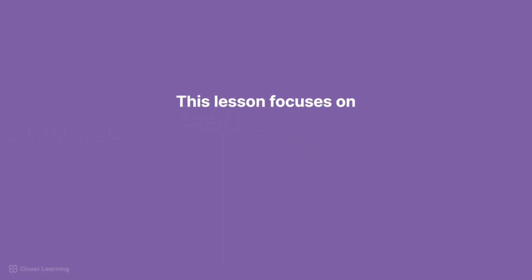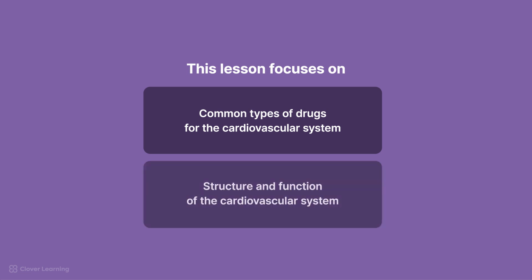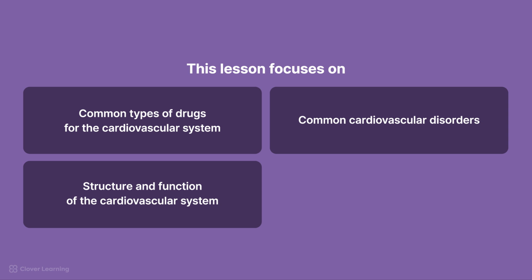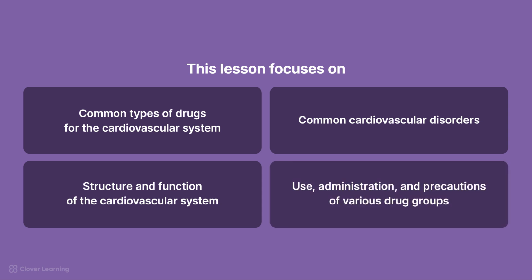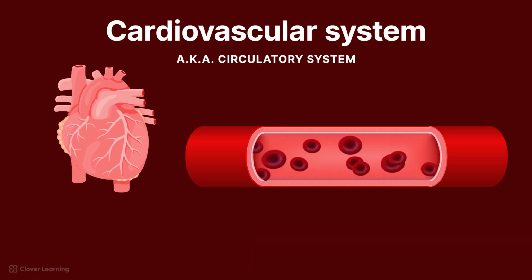This lesson focuses on the common types of drugs for the cardiovascular system, including the structure and function of the cardiovascular system, common cardiovascular disorders, and the use, administration, and precautions of various drug groups essential for treating cardiovascular diseases. Let's begin by defining the parts of the cardiovascular system.